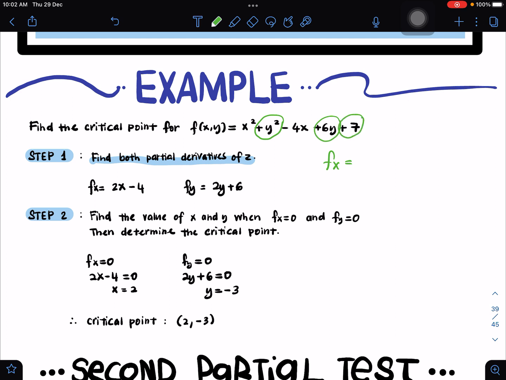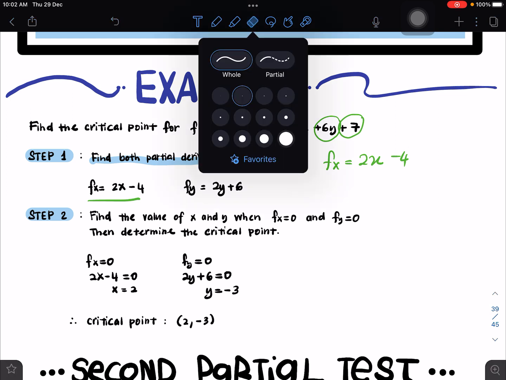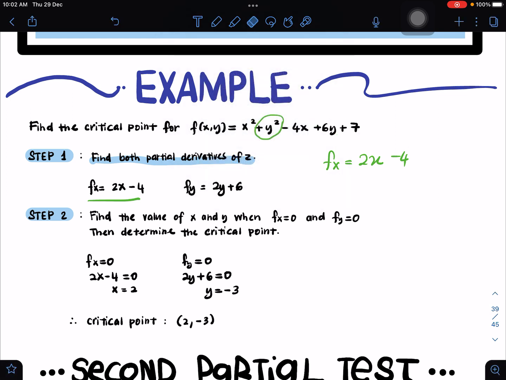Okay, so now we just need to differentiate x square. We will get 2x. And differentiate minus 4x, we will get minus 4. So you get the partial derivative with respect to x is 2x minus 4. So when you want to differentiate with respect to y pula, x pula akan jadi constant. So you want to find the partial derivative with respect to y. So x ini constant, this one is also constant, this one also constant. So semua akan jadi kosong. So differentiate y square, you will get 2y plus 6. Okay, so you get your partial derivatives.